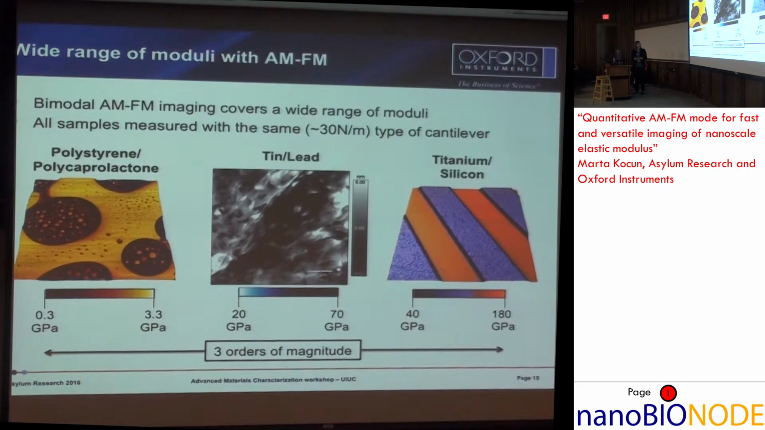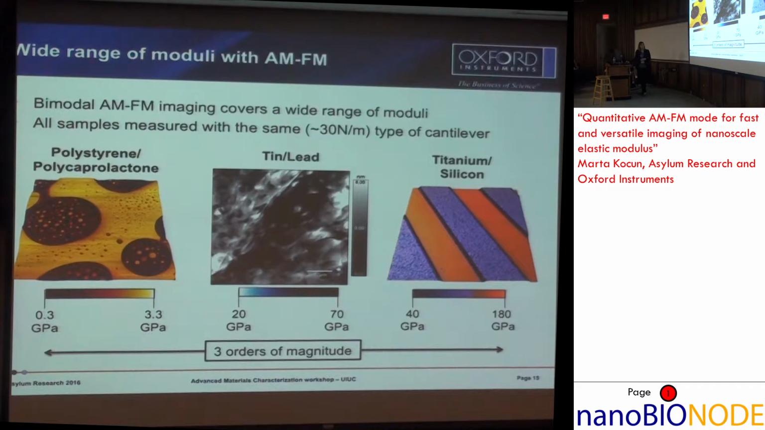So there's a wide range of moduli that can be probed. We're not limited only to very soft or very stiff materials. On the left is a polystyrene-polycaprolactone thin film. In yellow is the polystyrene matrix, then you have the polycaprolactone inclusions, and then some more polystyrene in the middle. Besides having two polymers together, you see a lot of small features, and you can also see the modulus of the sample, which is interesting.